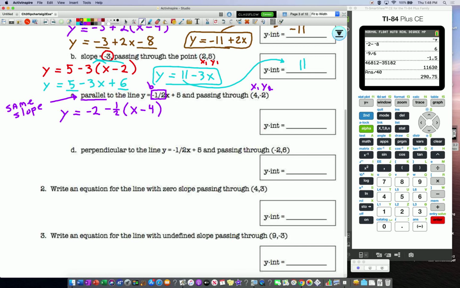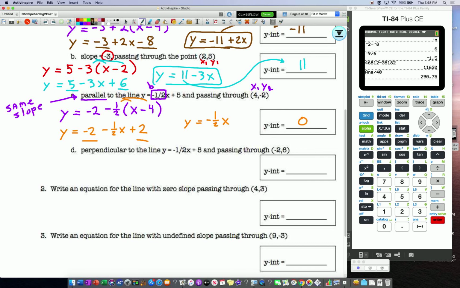Now that I got my equation, let's distribute and simplify. So y equals negative 2, negative 1/2 times x is just negative 1/2 x. Negative 1/2 times negative 4 becomes positive 2. Combine your like terms here. They cancel each other out. So I'm just left with y equals negative 1/2 x. Another way of looking at that, they add up to 0, so that's my y-intercept.